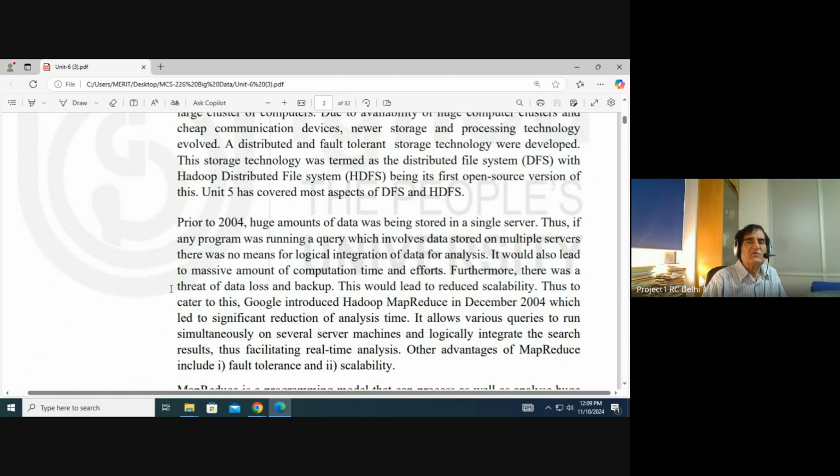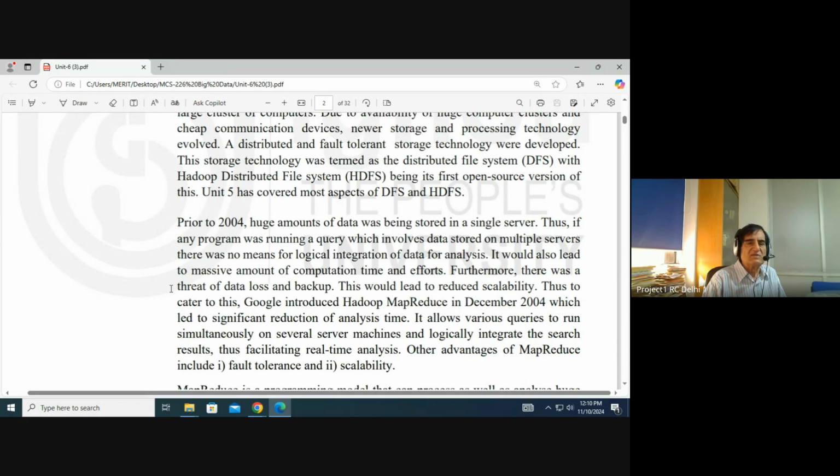Prior to 2004, huge amounts of data were being stored in a single server. Thus, if any program was running a query which involved data stored on multiple servers, there was no means for logical integration of data for analysis. It would also lead to massive computation time and effort. Furthermore, there was a threat of data loss and backup. This would lead to reduced scalability.